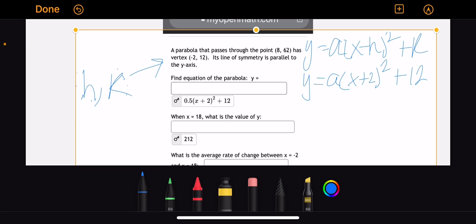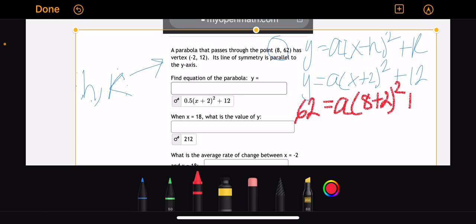And so we're almost done, right? Because now all you got to do is use this point. They tell you that point's on the line or on the parabola. So now all you do is, let's see if I can use a green crayon here, plug in 62 for y, and plug in 8 for x. And see what happens, right?